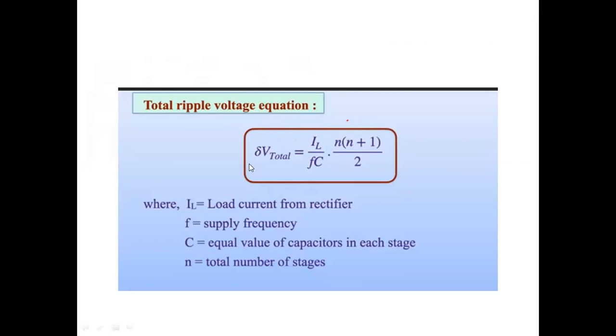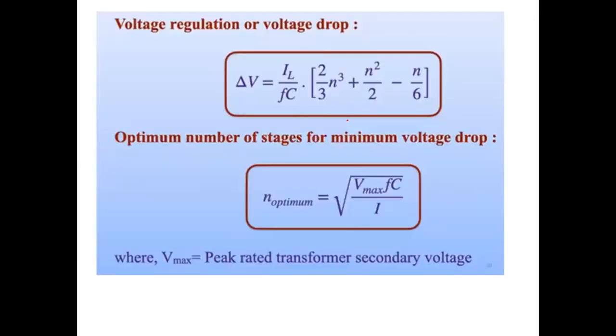If you want to find the ripple voltage, this sigma actually represents the ripple voltage. So ripple voltage will be equal to IL over f c, times n into n plus 1 divided by 2. N represents the number of stages of the generator, f is the frequency of the supply voltage, c is the capacitance, and IL is the load current from the rectifier. Putting these values, you will get the ripple voltage.